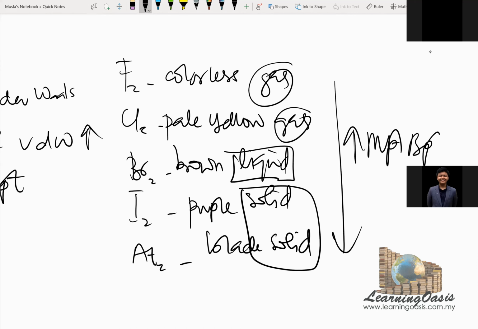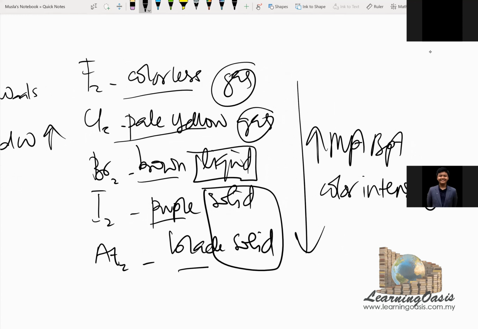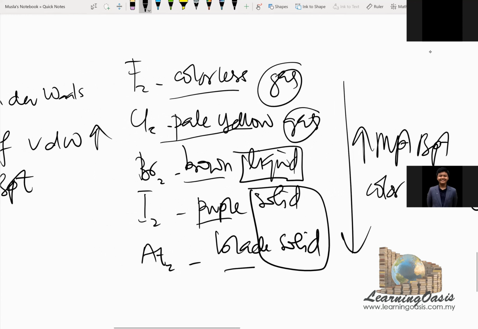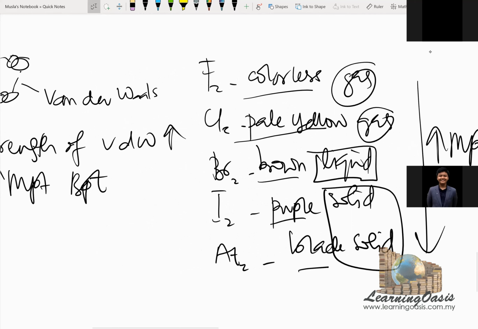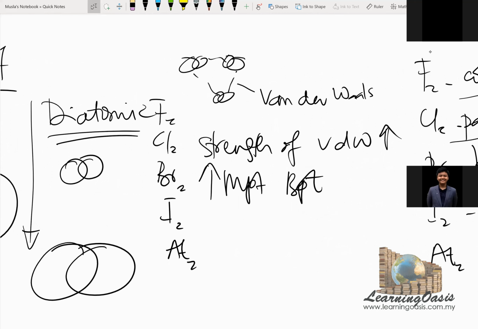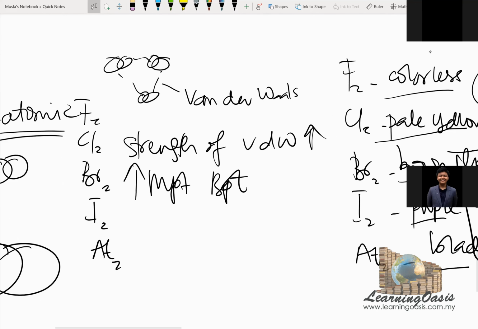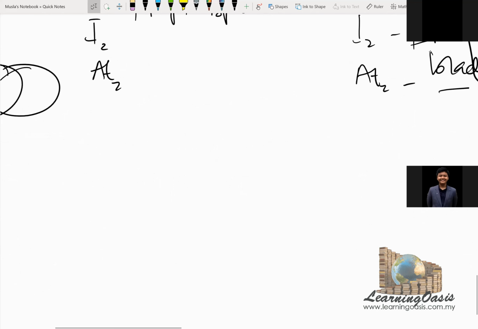And then you see the color from colorless to pale yellow to brown to purple to black. So meaning color intensity also increases as you go down. The reason is because of the increasing strength of the van der Waals forces with the increased number of orbitals. You okay with that? Yes or no? Understand? Right?